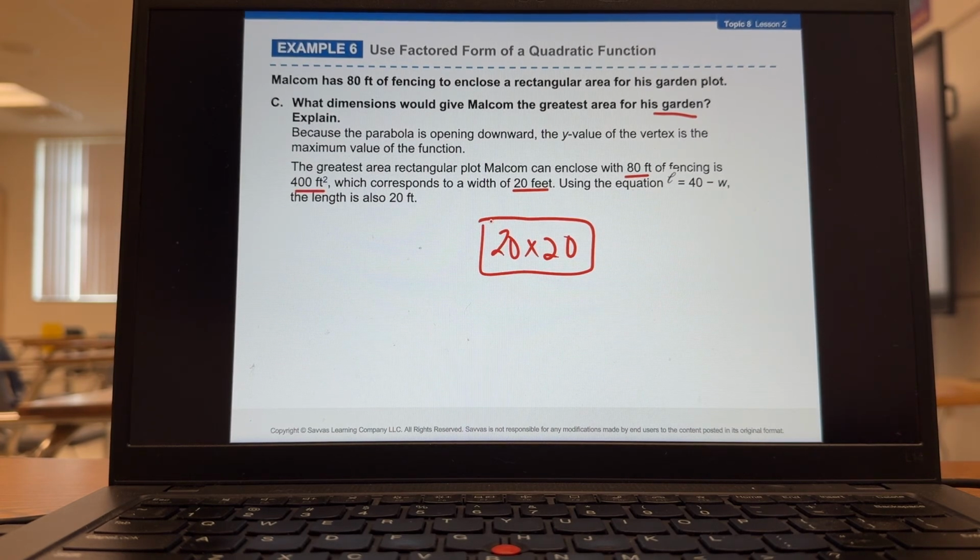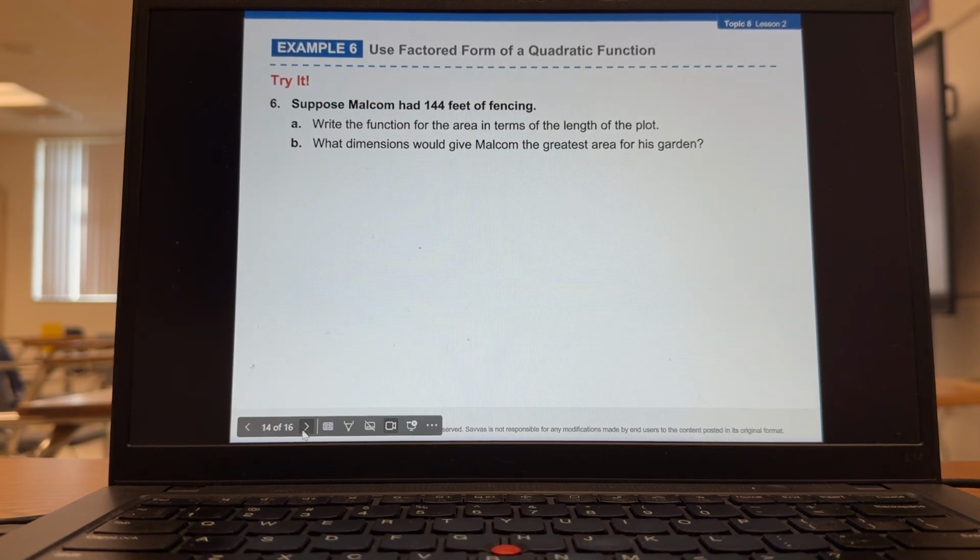All right, so we're gonna attempt a try it here. Write the function now in terms of the length. So now it's backwards. So for letter A, again, 2L plus 2W is the formula for perimeter. The perimeter is a total of 144. They want it in terms of the length. So that means we got to solve for the width.